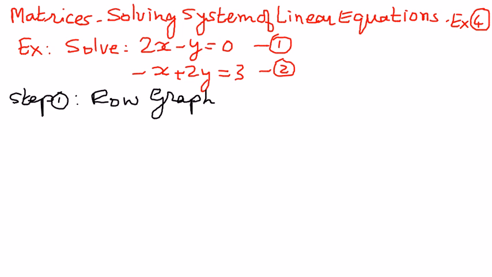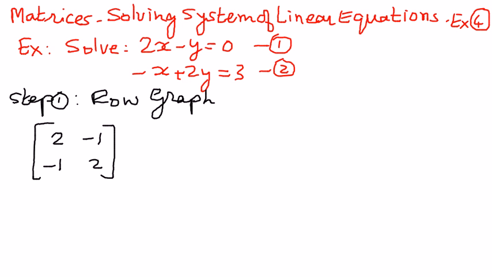Okay, so in here we want to write the coefficient matrix using the coefficients of x and y, and the way to do that is as follows. The coefficient of x in equation 1 is 2, the coefficient of y in equation 1 is -1, the constant number is 0. We'll come back and write that. The coefficient of x in equation 2 is -1, and the coefficient of y in the second equation is 2.